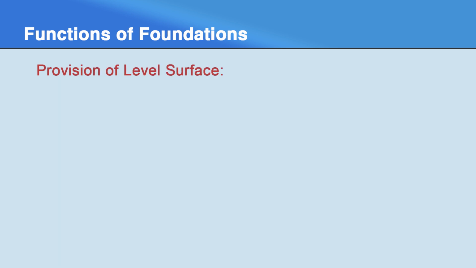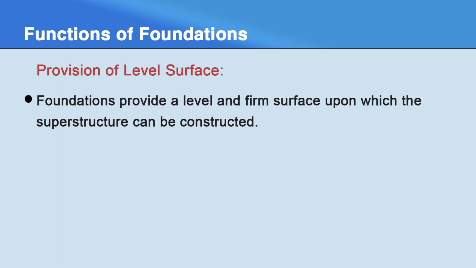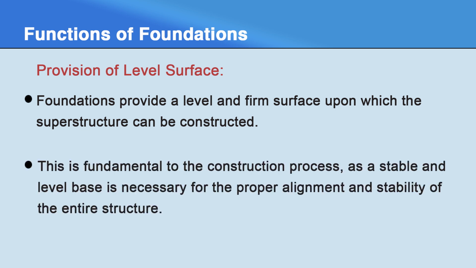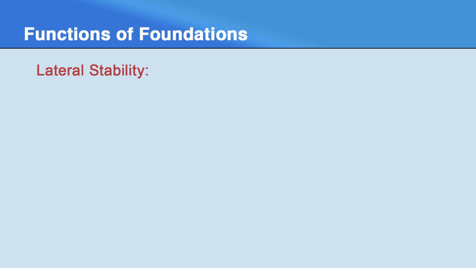The next is provision of a level surface. Foundations provide a level and firm surface upon which the superstructure can be constructed. This is fundamental to the construction process, as a stable and level base is necessary for proper alignment and stability of the entire structure. Without a level foundation, the superstructure may experience uneven settlement, leading to structural issues such as cracks and tilting. Lateral stability.